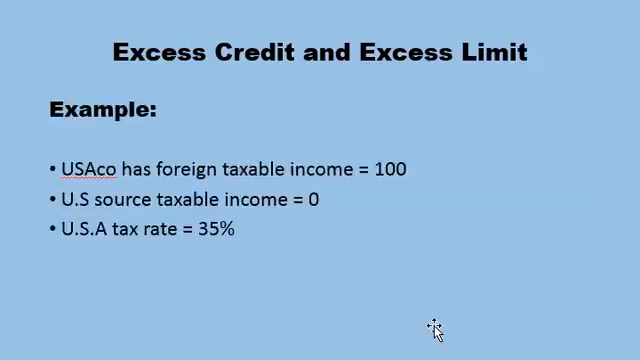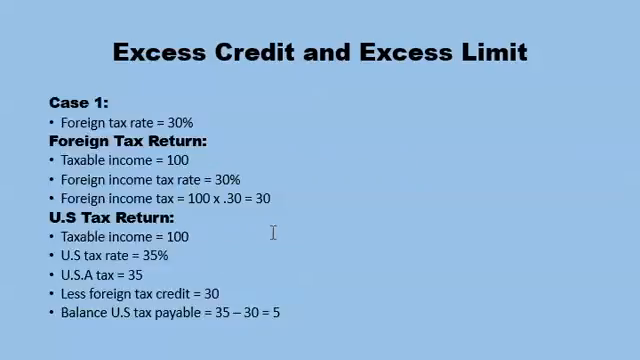So let us take an example. We have a USA corporation that has foreign taxable income of 100. US source taxable income is 0, and let us assume USA tax rate is 35%. Let's take case number 1. Foreign tax rate is 30%.